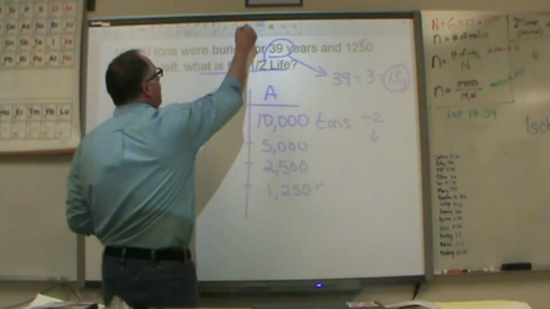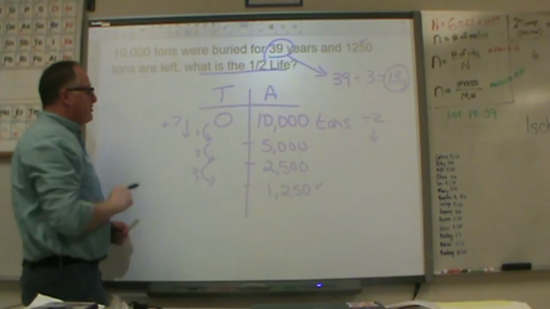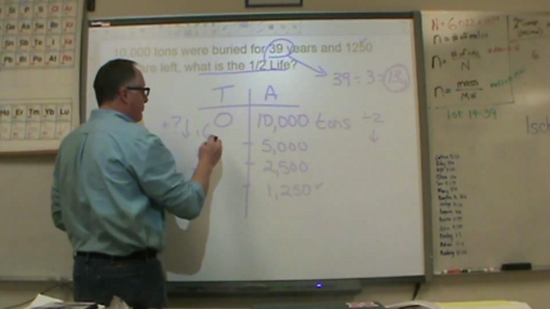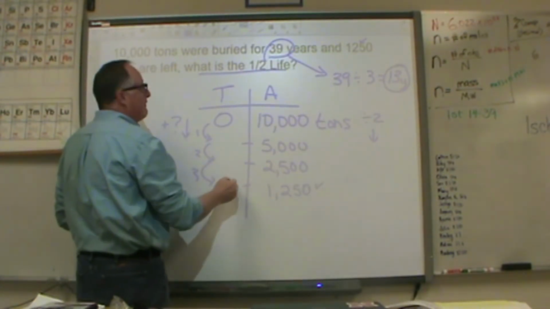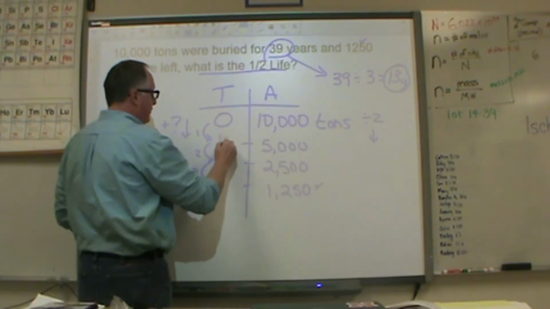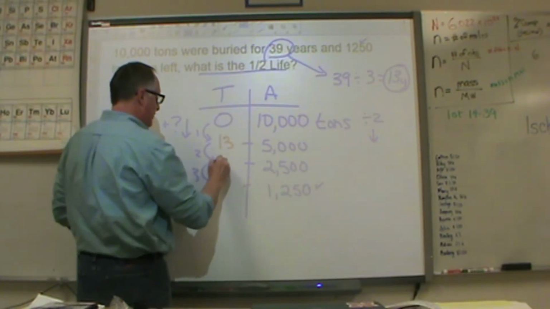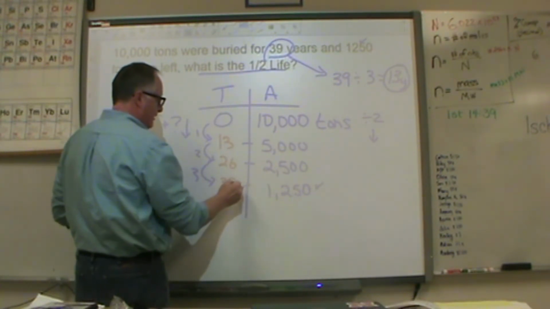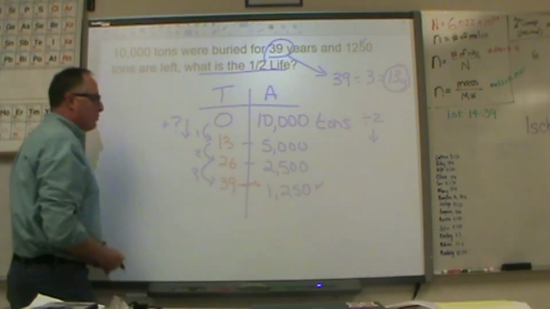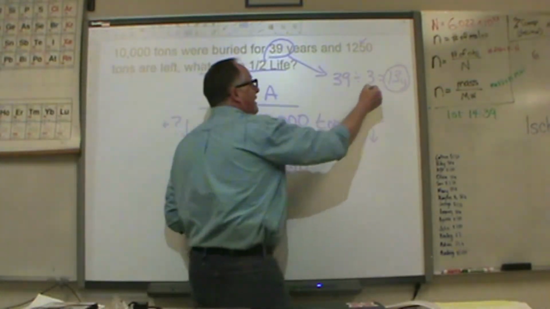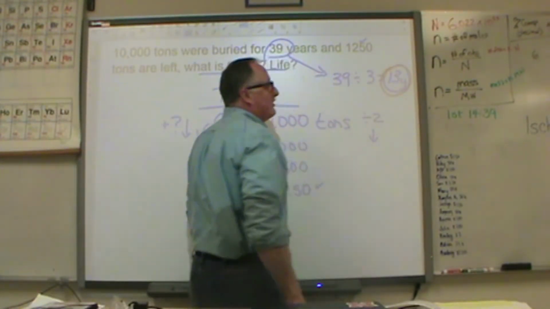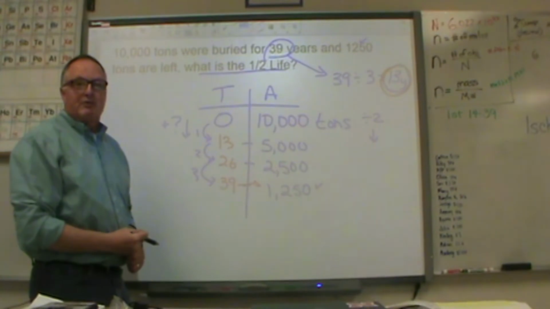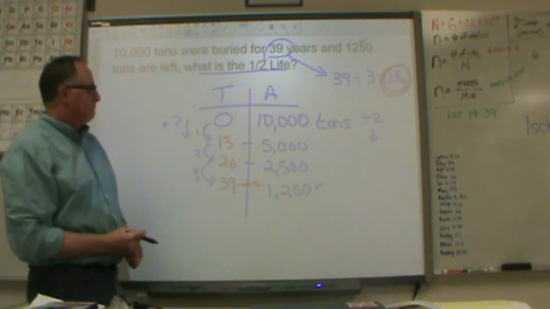I'm going to pretend that I'm that math teacher, and you always check your problem. I should be able to count by 13s, and I should have 39 right here. So 0 plus 13 is 13, plus 13 is 26, plus 13 is 39, and I have the correct number. So this is my answer. 13 years is the half-life for this particular radioisotope.